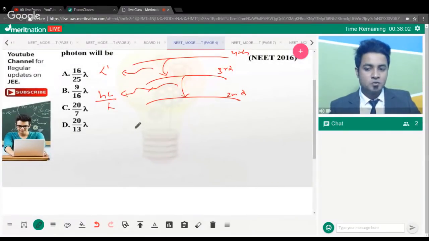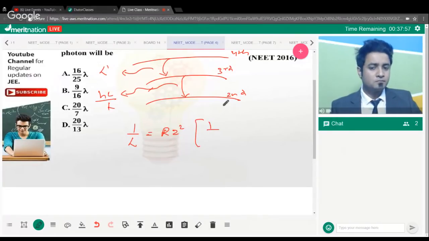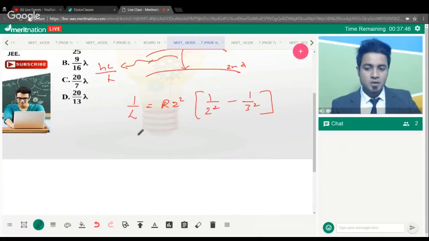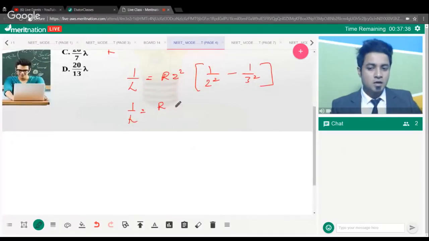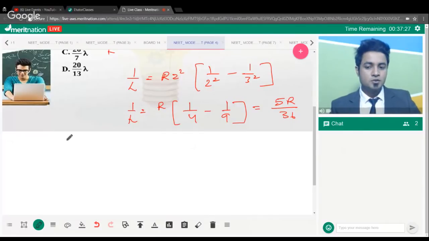So I can write 1 upon lambda is going to be R Z square, 1 upon 2 square minus 1 upon 3 square, since it is coming from third to the second. As Z is 1, because we are talking about hydrogen, this is going to be R into (1/4 minus 1/9), so it is coming out to be 5R upon 36. So 1 by lambda is 5R by 36.